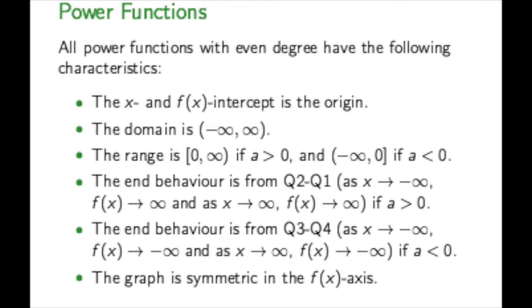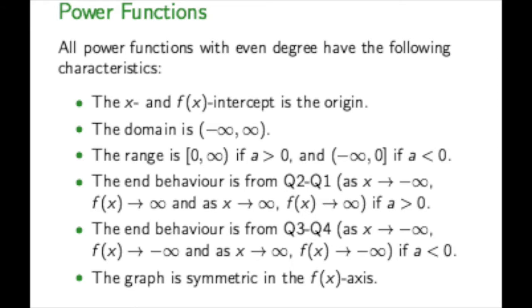Power functions continued. All power functions with an even degree have the following characteristics. The x- and y-intercept is the origin. The domain is negative infinity to positive infinity. The range is 0 to infinity if a is bigger than 0, and negative infinity to 0 if a is less than 0. The end behavior is from quadrant 2 to quadrant 1. As x goes to negative infinity, f(x) is positive, and as x goes to positive infinity, f(x) is positive as well, if a is bigger than 0.